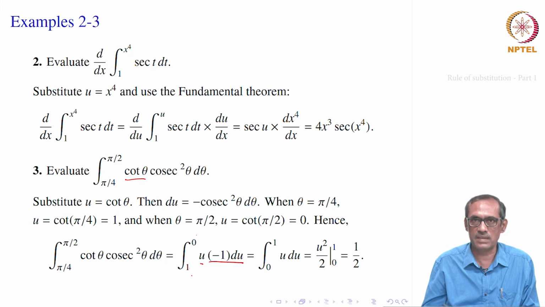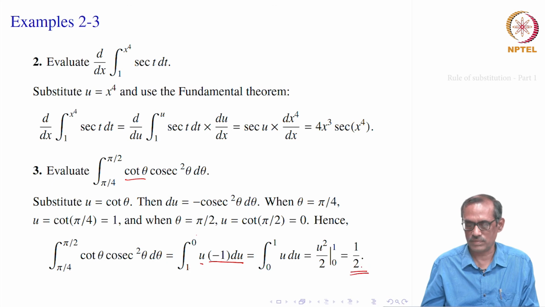So, we can change the limits with this negative sign, and that will be the integral from 0 to 1 of u du. Now, this we can integrate, it is u square by 2, with limits 0 to 1. At 0 it is 0, at 1 it is 1 by 2. So, it gives 1 by 2, that is the answer.